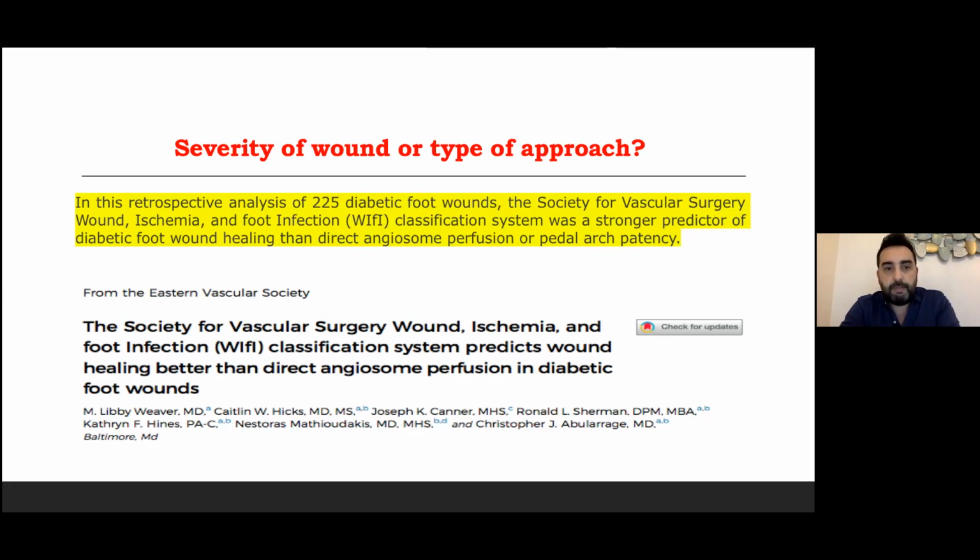So in this study, Weaver et al. compared angiosome and pedal patency with the WIfI classification, and they found that in 225 diabetic foot wounds, the Society for Vascular Surgery Wound, Ischemia, and foot Infection classification system was a stronger predictor of diabetic foot wound healing than direct angiosome perfusion or pedal patency. And nowadays, the WIfI classification system is the most popular classification system.